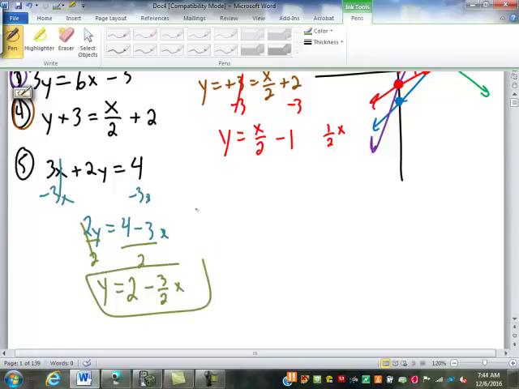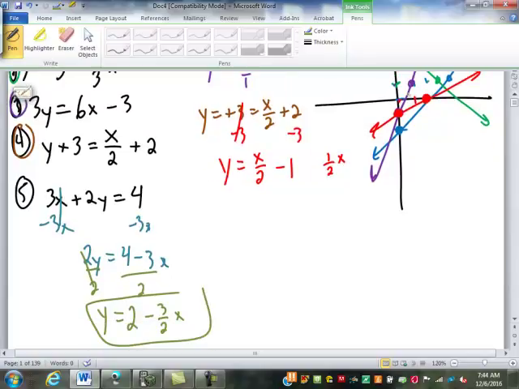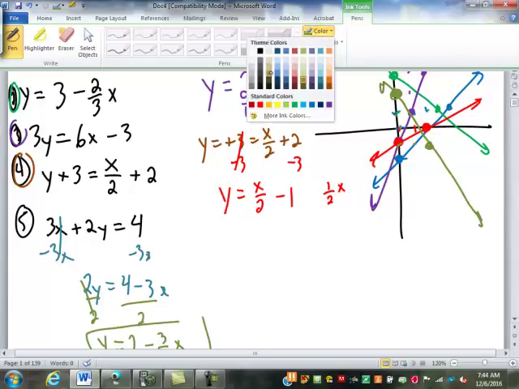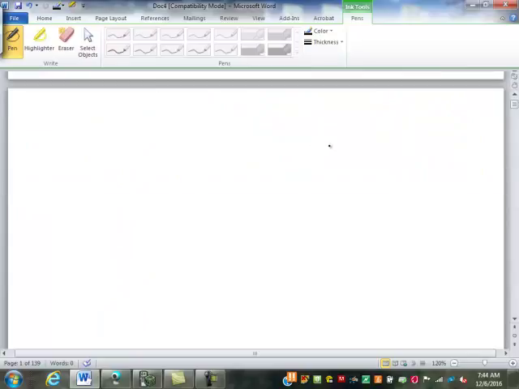So we start at 2, and from there we go down 3 over 2. Looks like we're doing very well with the graphing there. So I want to try this.